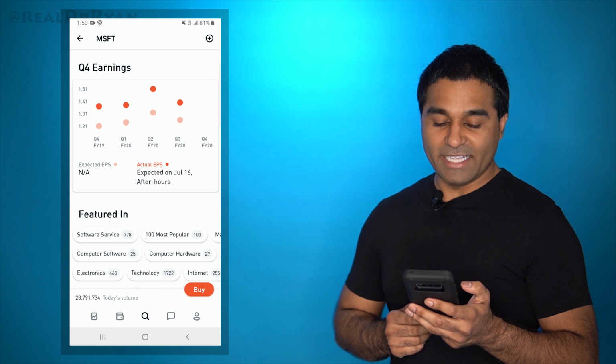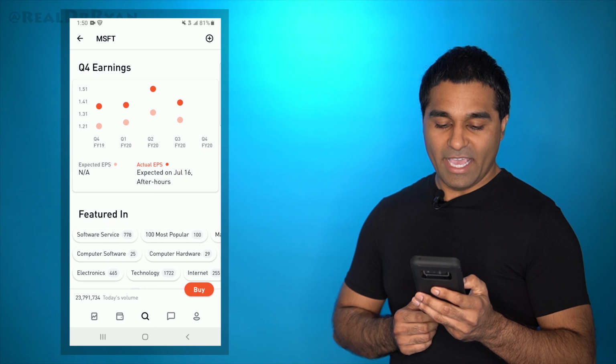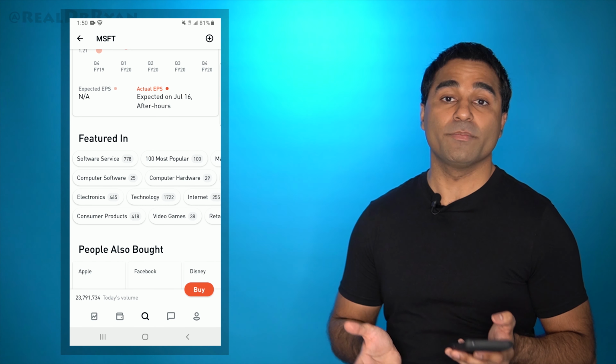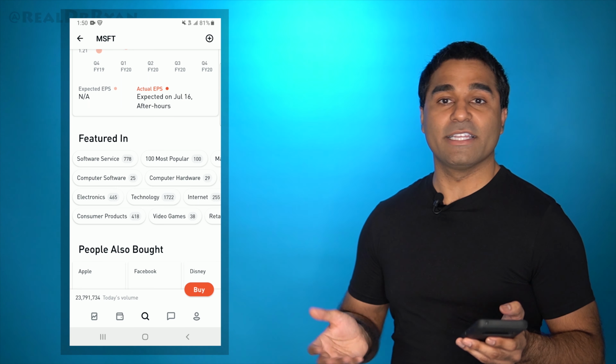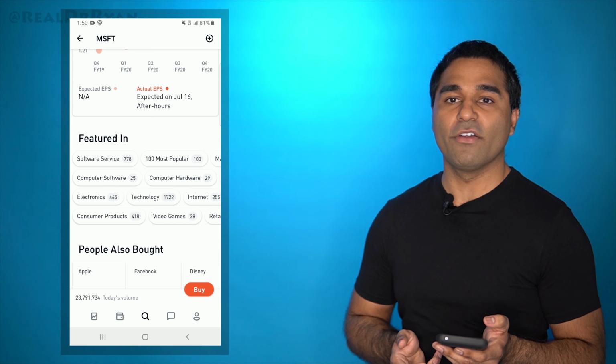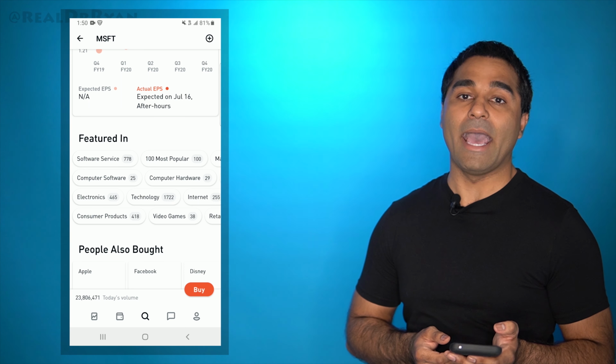The next section is the featured in section. And this is basically different categories that a stock has been grouped into. You can go ahead and you can click on each category and it'll bring you to a list of stocks in each category of the Robinhood Investing app.